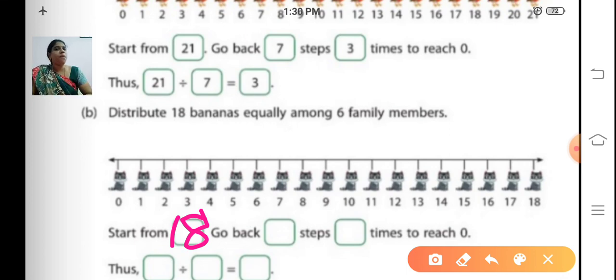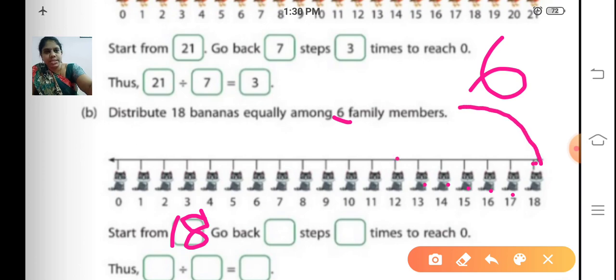Now go back. How many steps will we go back? How many family members are there? 6 family members, isn't it? Shall we go 6 steps back? Yes. Start from here, 18. 1, 2, 3, 4, 5, 6. So when we go 6 steps back, we reach number 12. We have to go back till 0.